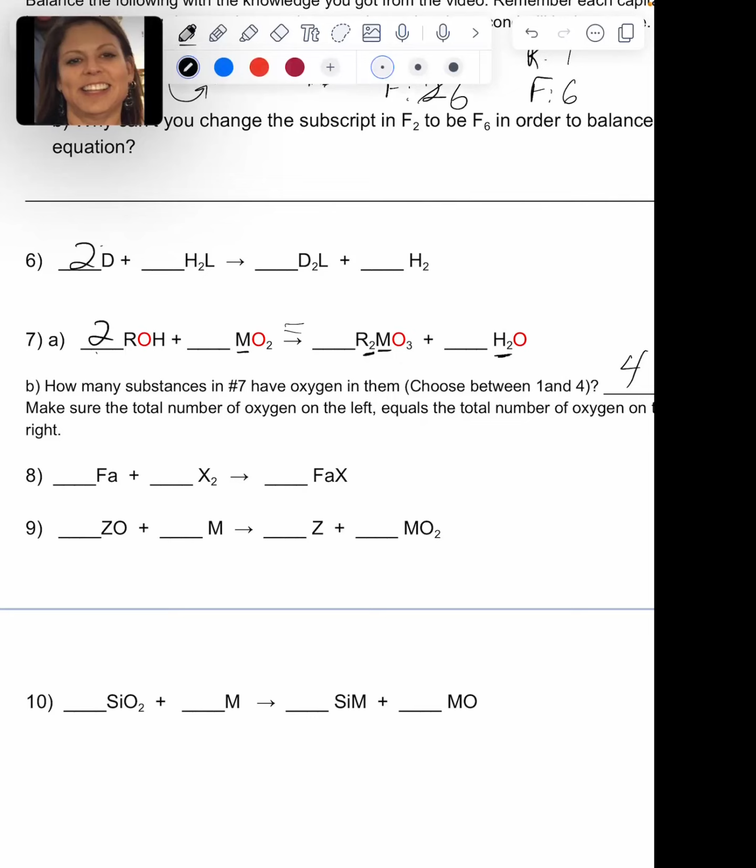So it's just the oxygen we want to look at and count them all up. Right here, I have two oxygen because I have an ROH and then a second ROH. So I have two oxygen there. In the second compound, I have two oxygen. That gives me a total of 4 oxygen on the left. On the right, I have 3 oxygen and 1 oxygen, which gives me a total of 4. So that's balanced. So see how I added up the left to equal the right.